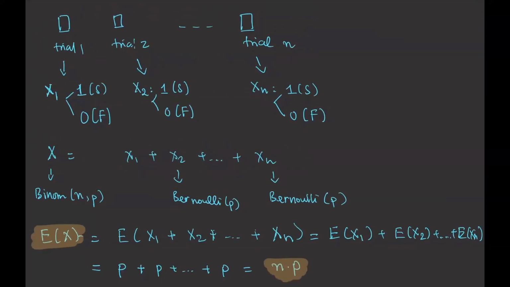We can do the same thing to derive the variance for a binomial random variable. I will just write down again, x equals x1 plus x2 up until xn. And we have x1, x2, and xn. They are independent.